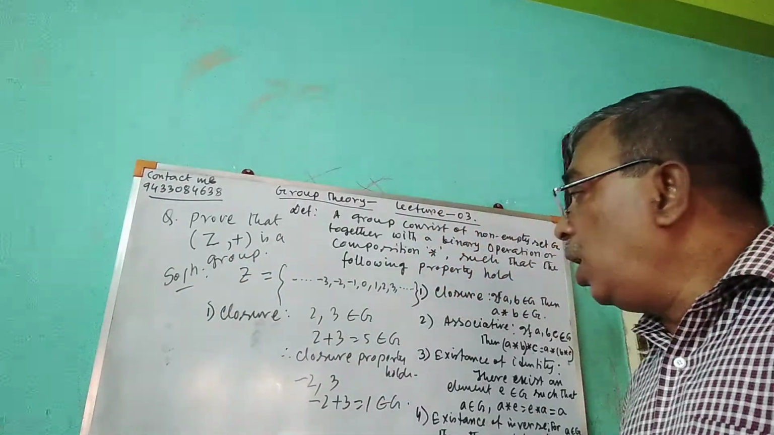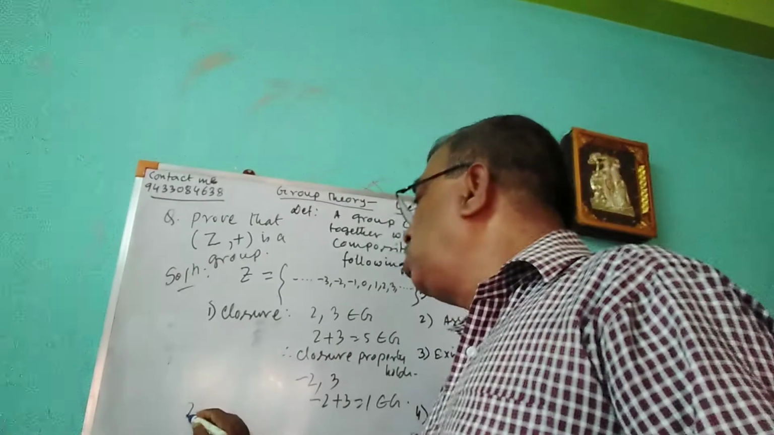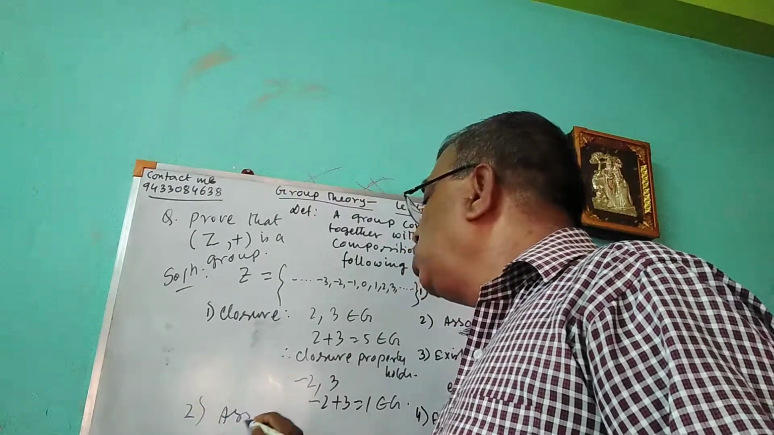Okay. So now associative property, number two, associative.